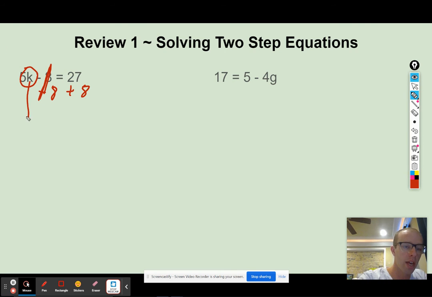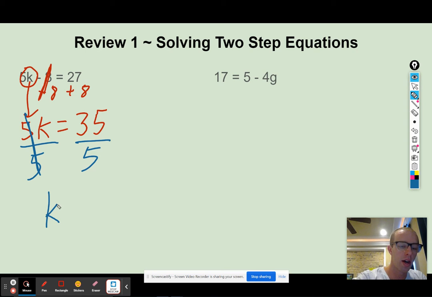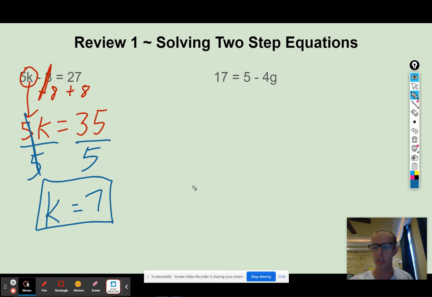On this side, I have 5k left. The 5k comes straight down, and so does the equal sign. 27 plus 8 is 35. So 5k equals 35. When I have this coefficient here, a number next to a variable, all that means is multiplication. To undo multiplication so that we can get this k by itself, we have to do the opposite of multiplication. The opposite of multiplication is division, so I divide each side by 5. These cancel. I'm left with k is equal to 35 divided by 5, which is 7.